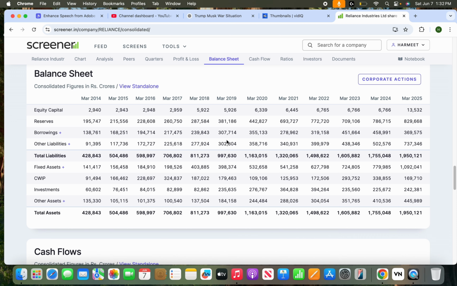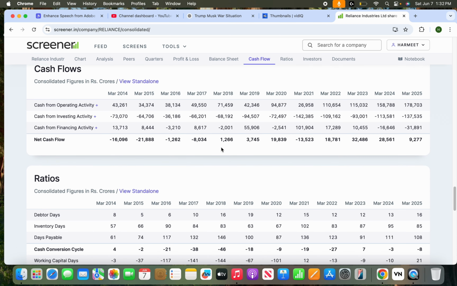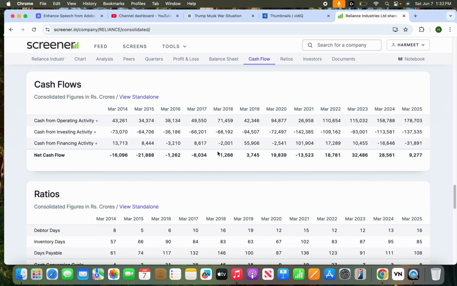Now let's move on to the cash flow statement. The cash flow statement is often overlooked but is incredibly important. It shows the actual cash coming in and going out of the business. A company can show profits on paper but still have cash flow problems. A few things that you need to look out for here.